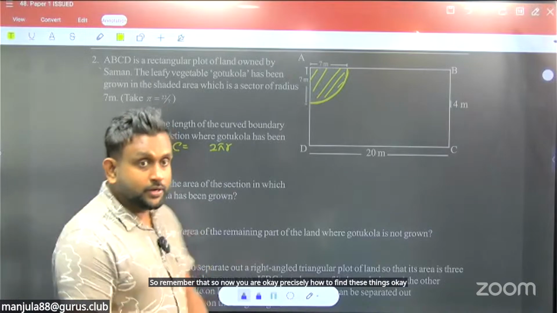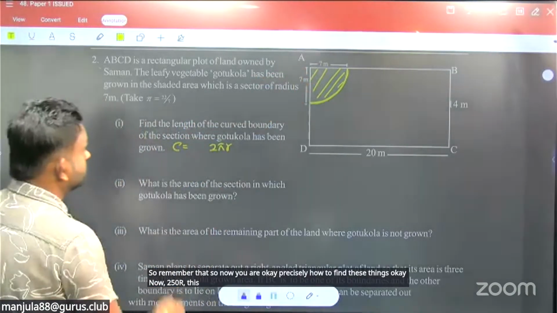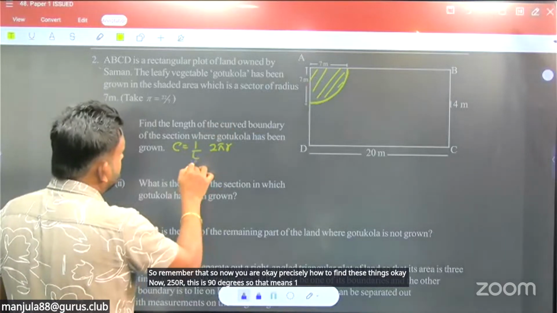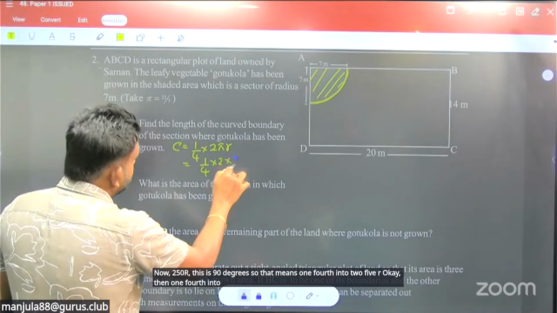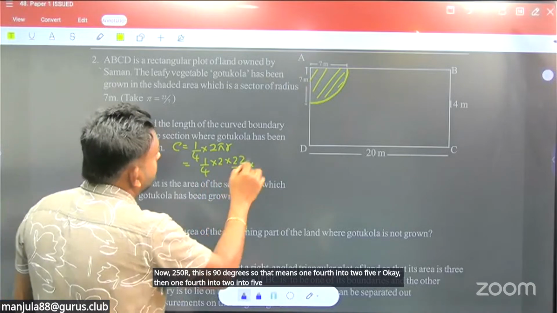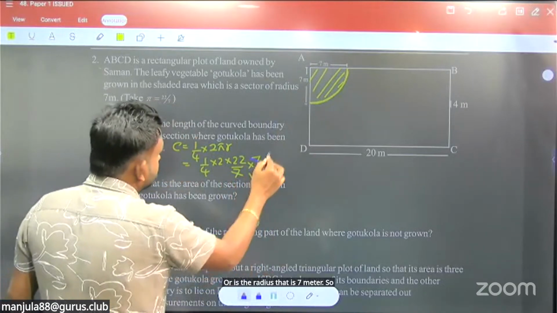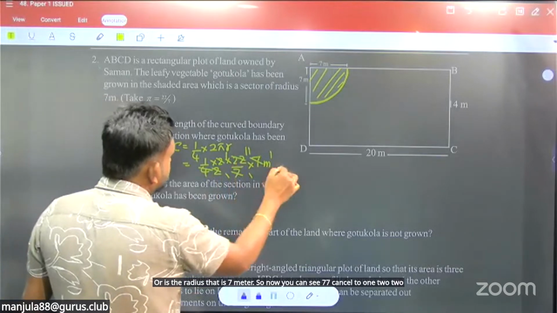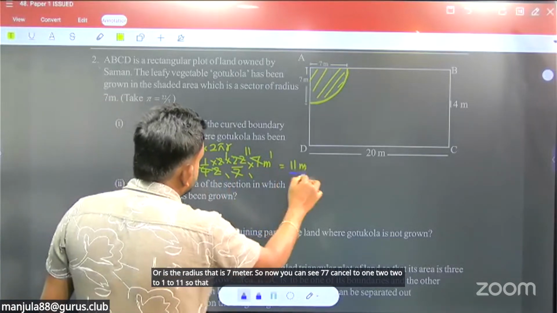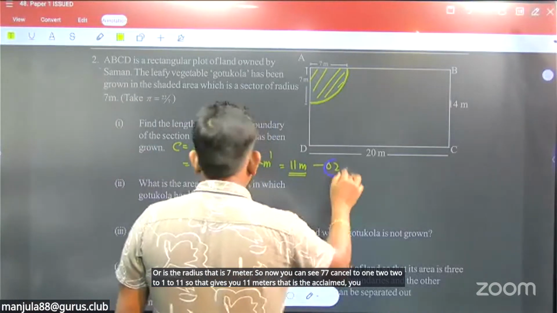Now 2πR, and this is 90 degrees. So that means 1/4 into 2πR. Then 1/4 into 2 into 22/7 into R. R is the radius, that is 7 meters. Now you can see 7 and 7 cancel, 2, 1, 2, 2, 2, 1, 2, 11. So that gives you 11 meters. That is the arc length. You have 2 marks there.